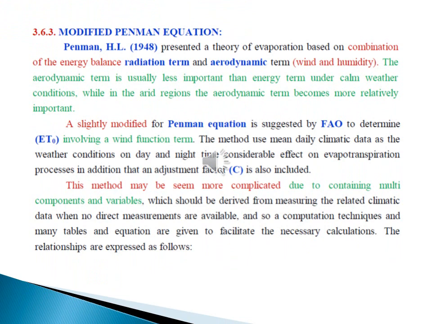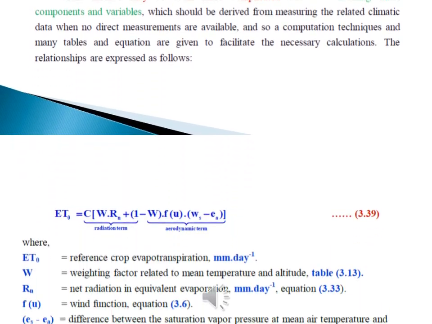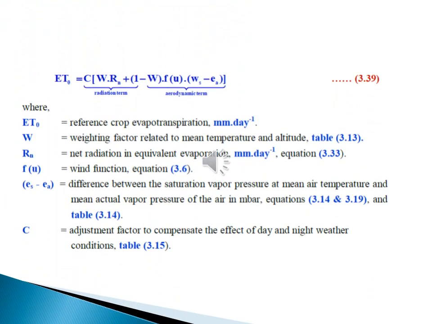Modified Penman equation. Penman presents a theory of evaporation based on a combination of the energy balance, which is the radiation term, and the aerodynamic term, which is wind and humidity. A slightly modified Penman equation is suggested by FAO to determine evapotranspiration involving a wind function term. Anyway, the relationships are expressed as shown in the enclosed equation. Modified Penman equation with its parameters. Follow by yourself.